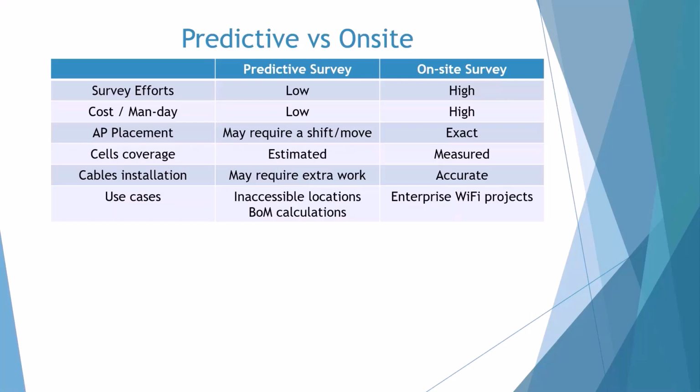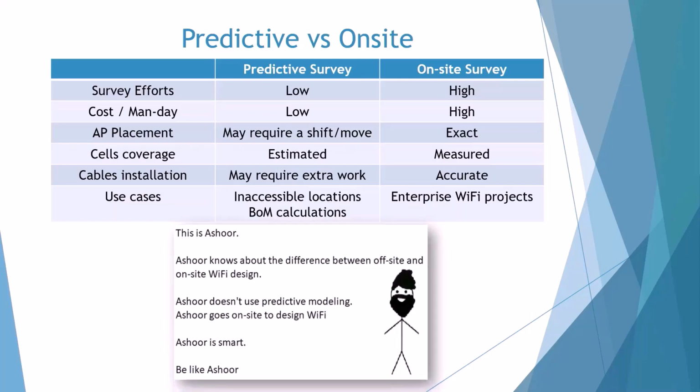Now, for the sake of having fun, I have added a snippet for a well-known joke. Let's read it together to understand the message out of it. This is Ashur. Ashur knows the difference between off-site and on-site Wi-Fi design. Ashur doesn't use predictive modeling. Ashur goes on-site to design Wi-Fi. Ashur is smart. Be like Ashur. I think the message is super clear, except the fact that Ashur is smart. I really doubt about this. I don't think so.